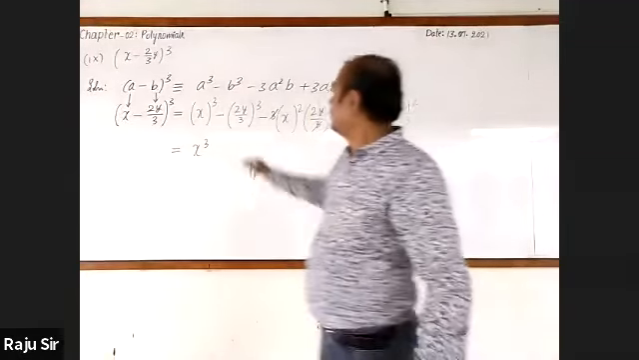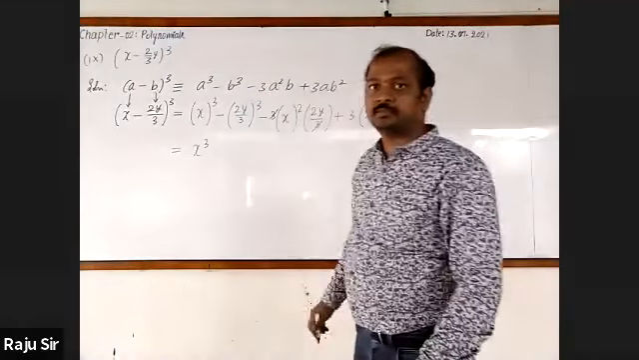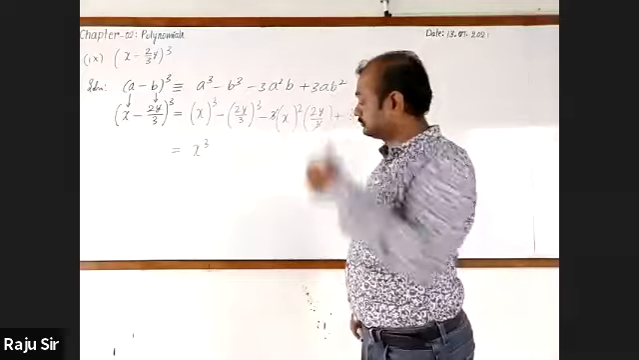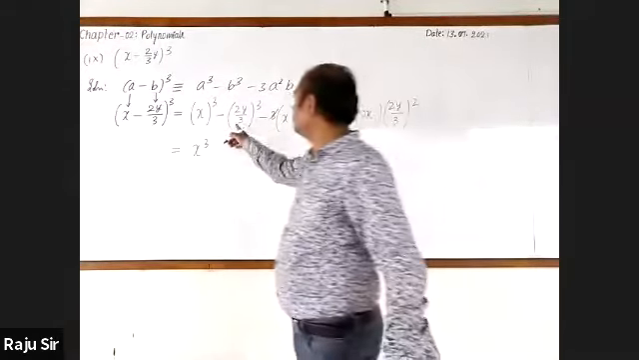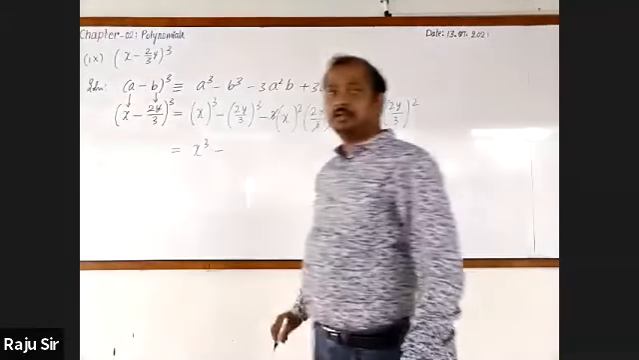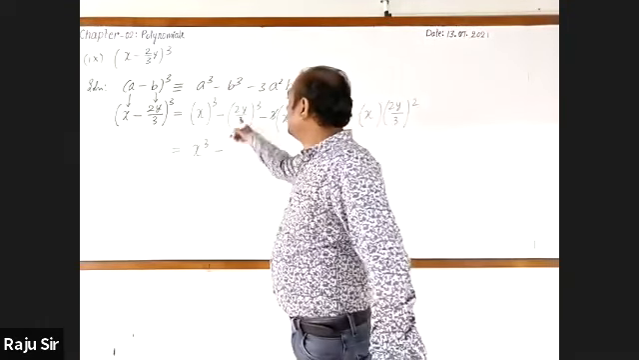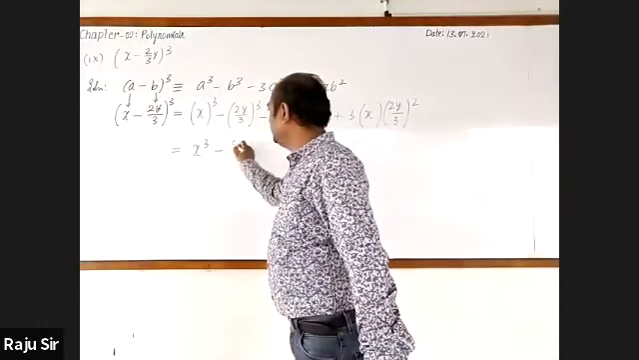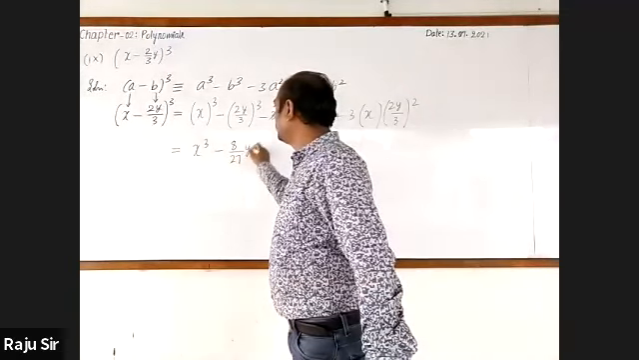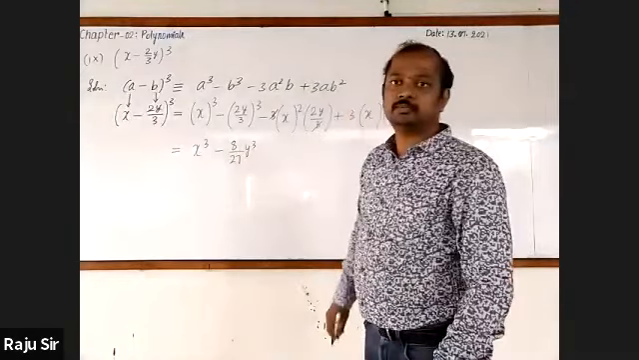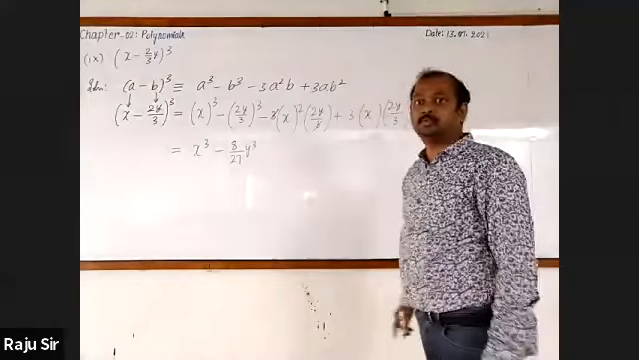Now simplify the second term. It is 8y by 27, cube. 2 cube is 8, 3 cube is 27. y whole cube. So, 8 by 27 y cube.